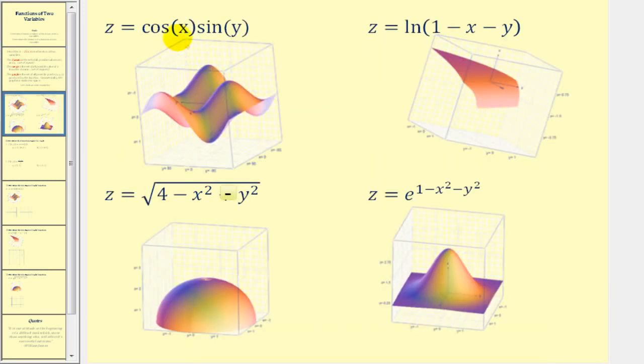Here we see z equals cosine x times sine y. Notice it produces a surface with hills and valleys. z equals the natural log of 1 minus x minus y produces this surface. Here we have z equals the square root of 4 minus x squared minus y squared. And then lastly we have z equals e to the power of 1 minus x squared minus y squared, which looks like a peak. Let's take a look at these in another way.